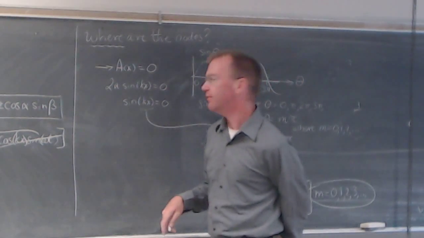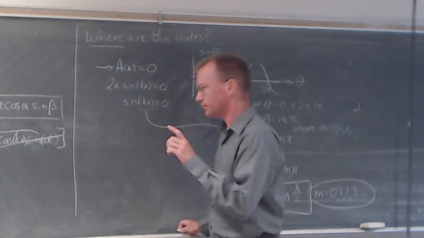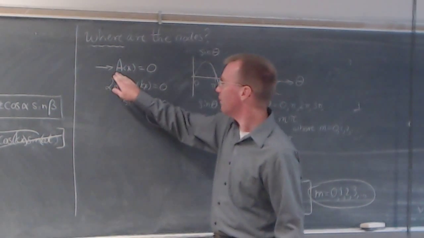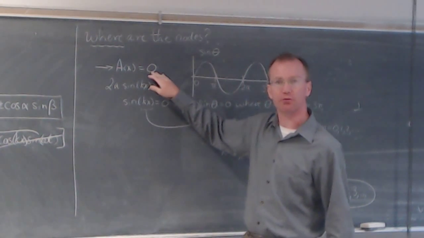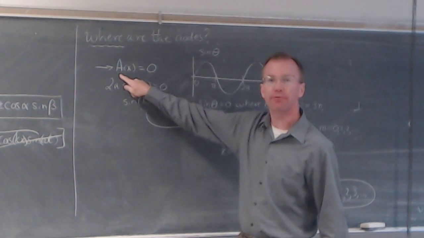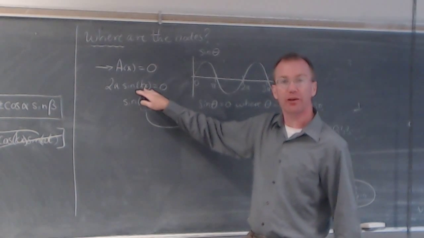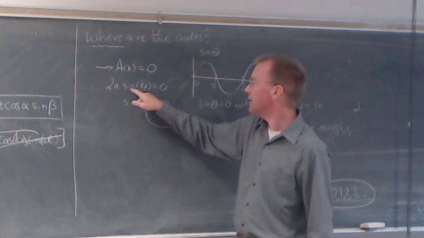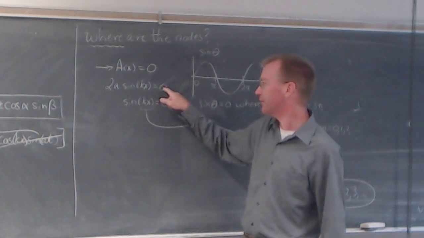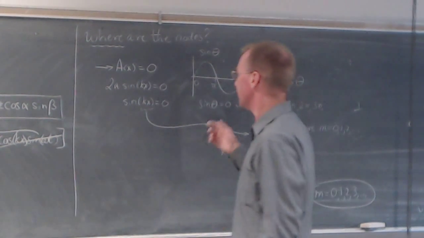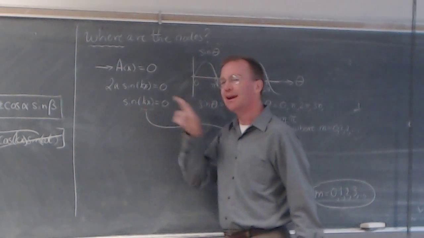Okay, where are the nodes? So let's use that wave function that we just got. The nodes are defined as the places where the amplitude is equal to 0. So I set the amplitude function, because it changes with x, equal to 0. I substitute in what the amplitude function is, 2a times sine of kx. That's equal to 0. Now I can divide both sides by 2a, and I'm left with knowing that sine of kx is equal to 0.